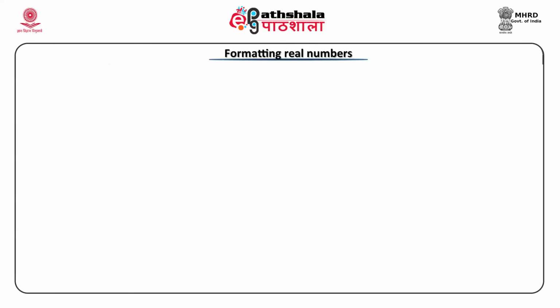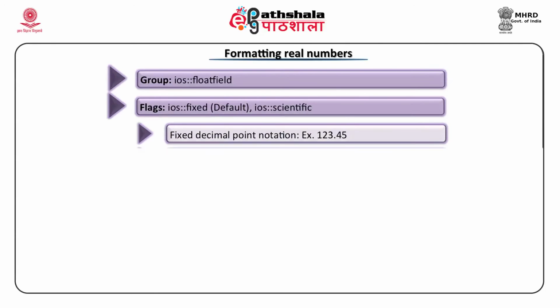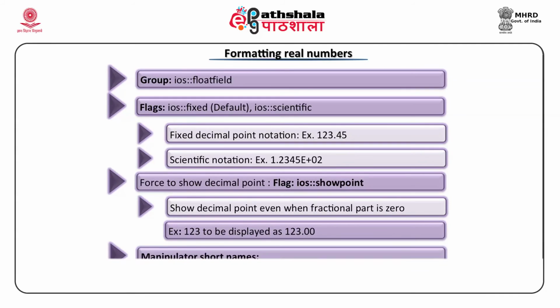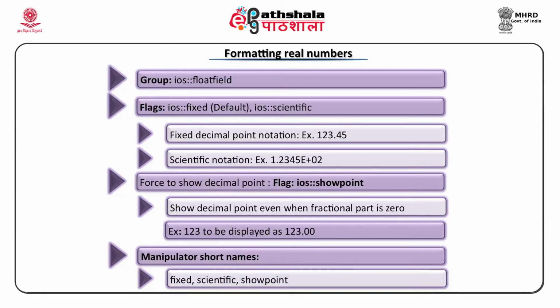Now, formatting real numbers. Float field is the group name, and the 2 possible flags are fixed and scientific. Fixed is the default one, that means by default it will use fixed decimal point notation. If we specify scientific explicitly, then it will use scientific notation for the items. In addition to these flags, here we can use show decimal point. We can force to show the decimal point by using show point flag, and the corresponding short name in the manipulator is show point. For fixed and scientific also we have the short names fixed and scientific, easier to use.